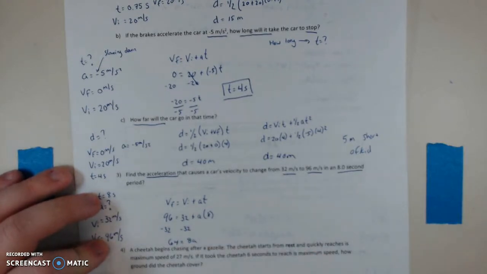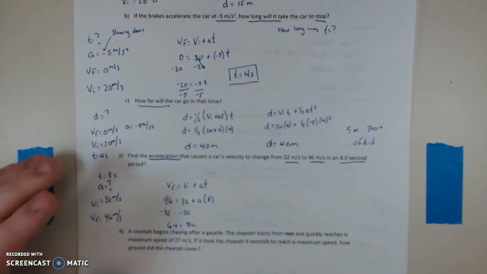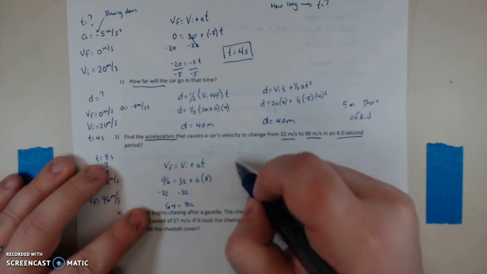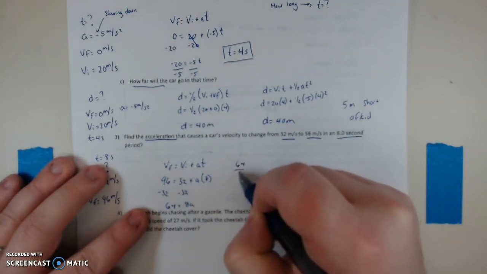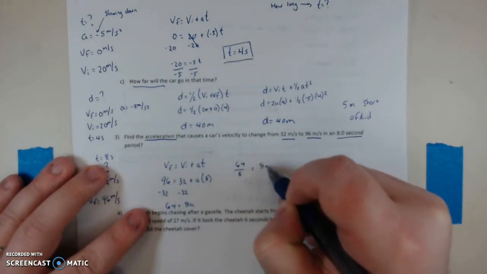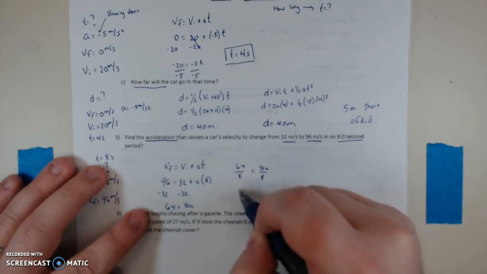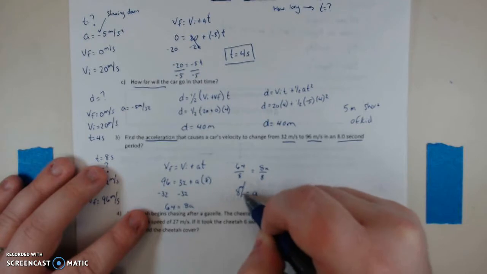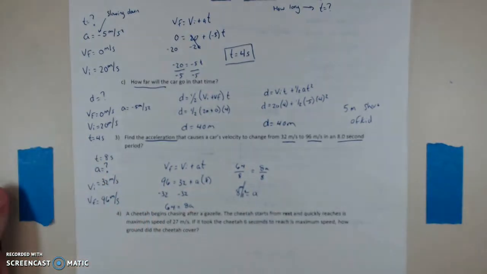I'll rewrite that a little bit differently so it looks more familiar. To undo this multiplication here, I'll divide both sides by 8, which gives me an answer of 8. So the acceleration here will be 8 meters per second squared.